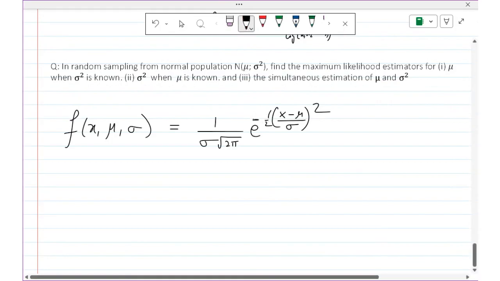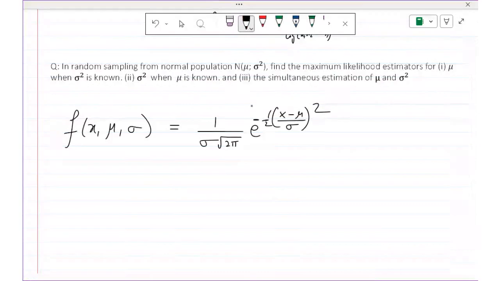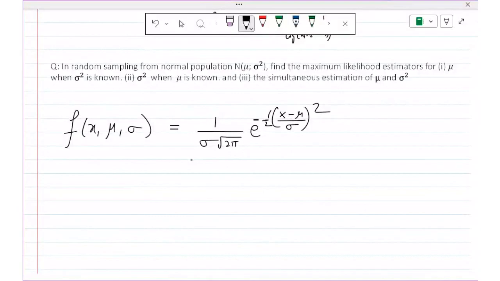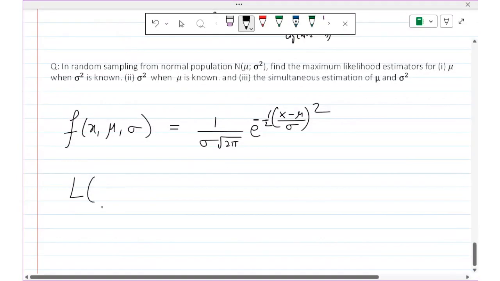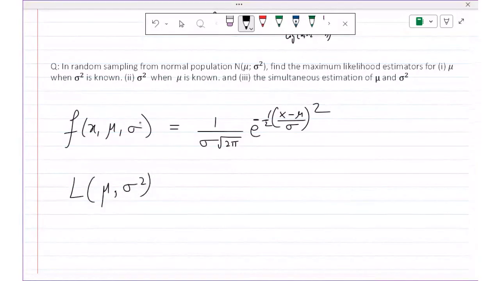So is it correct? If you have the notes, can you verify that we have written the correct function for the normal distribution or not? Okay, now we will find the likelihood function. So the likelihood function of mu and sigma square. I'm writing sigma square for the time being, because we want to find the maximum likelihood estimator of sigma square, not sigma.